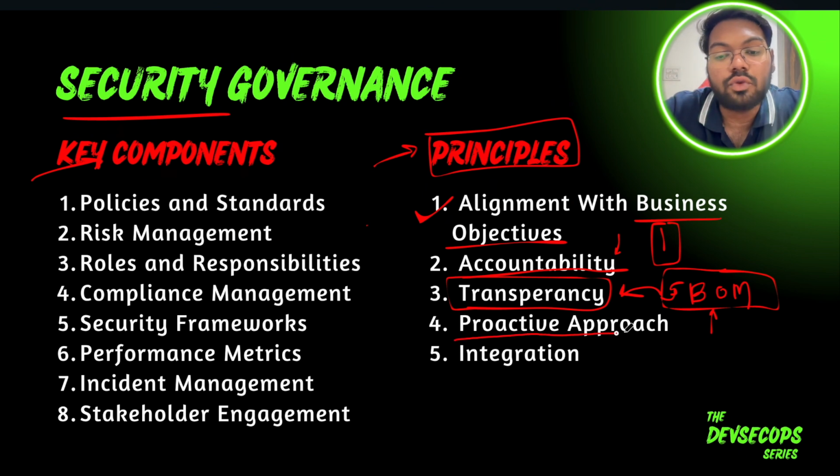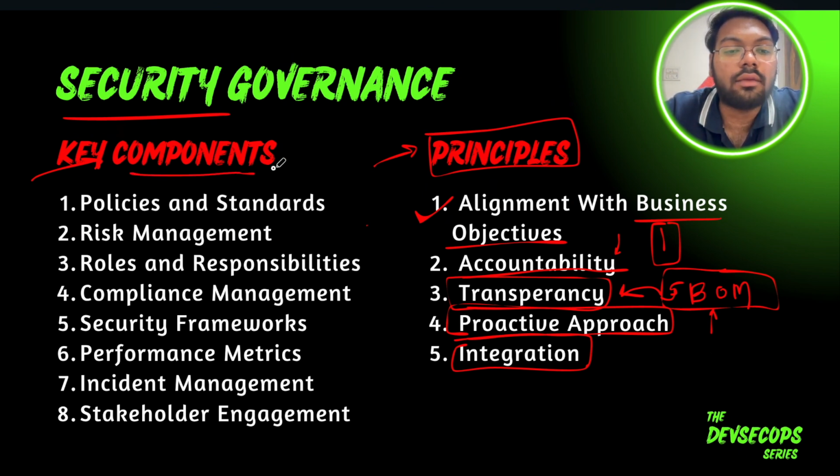Then a proactive approach is always necessary in whatever you do. Then integration of what? Security tools, or the governance tools. That is one more thing. Now let's look at the different components that we get to see in security governance. First is the policy and standards that you need to set. Then the risk management. Okay, let's talk about policy and standards first.